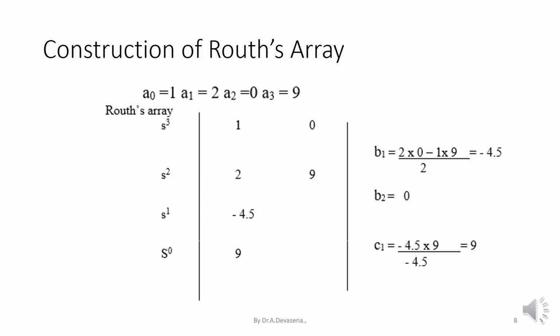Now we are going to determine the s0 row. The formula for calculating it is C1 is equal to (minus 4.5 into 9) divided by minus 4.5. Its value is 9.